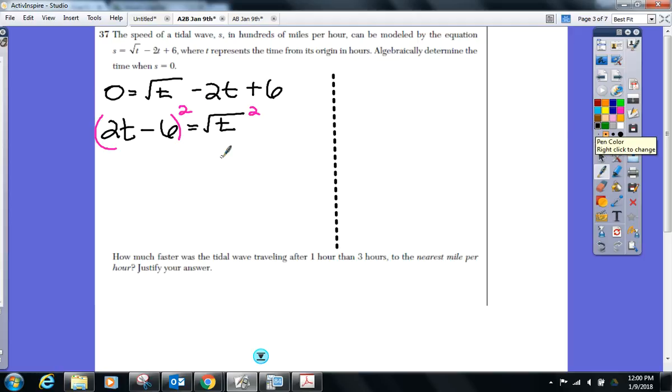This part makes me nervous. How are you treating that? Always does. What are you doing here? What do you mean distribute? Thank you. Yes, 2t minus 6, 2t minus 6. I'll give you 30 seconds right now to do that if you haven't done so already. And let me know what that's equal to.